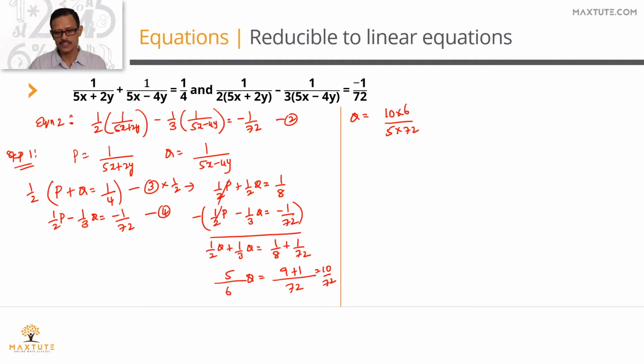Taking the 5 to the denominator here and 6 to the numerator here, 5 will cancel with 10 to leave us with a 2. 12 by 72 is equal to 1 by 6. Found the value of q. Plug in the value of q in one of these equations. Let's plug it in equation 3.